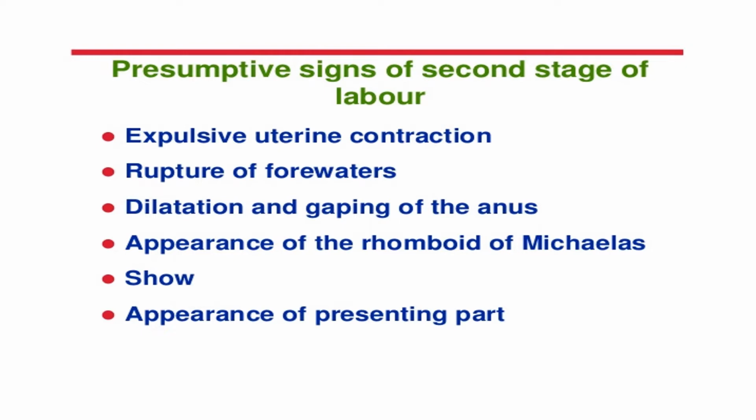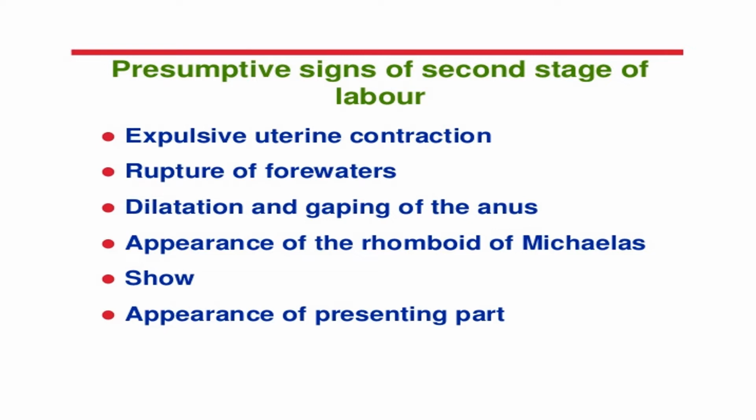And the next one is show. I have already explained show in the first stage of labor. This show sometimes may occur in the first stage itself, but sometimes it may come at the beginning of the second stage. And another one is the appearance of the presenting part. If you are observing the vulval area, you will be able to see the presenting part. And if you are doing the per vaginal examination, you can see the 10 centimeter dilatation of the cervix.